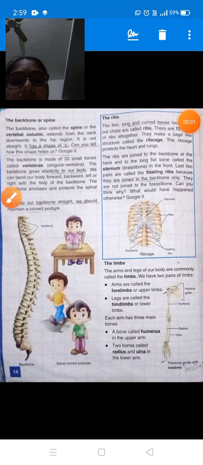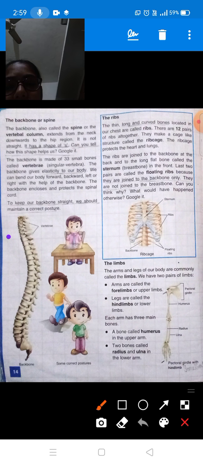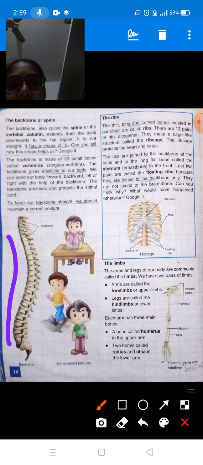Okay, so now we are going to study the backbone. Students, this is the image of our backbone. It is also called the spine and it is also known as the vertebral column. In biological language, it is known as the vertebral column. It extends from the neck downwards to the hip region. It starts from the neck and goes up to the hip region.